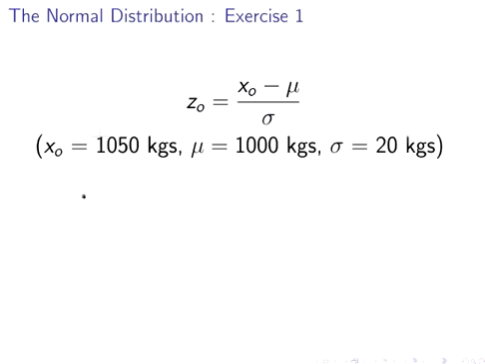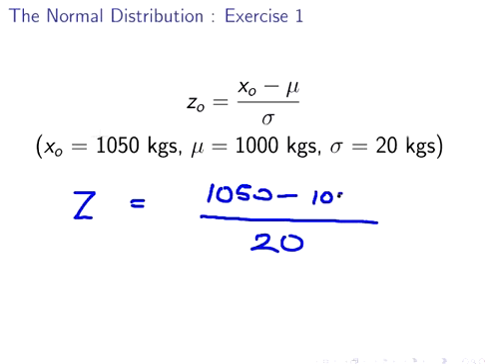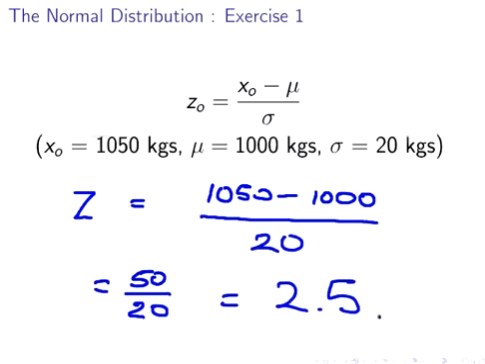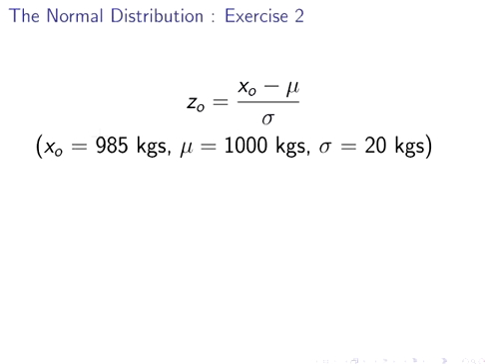So the z-score is computed as follows. z equals, over 20, we are going to have 1050 minus 1000. That's equal to 50 over 20, and that is equal to 2.5. There are no units for it, it's simply 2.5, not 2.5 kilos or anything like that. So that is the first answer there, 2.5. And what you would do then is go to the statistical tables, but we're not going to do that in this presentation. Let's have a look at the second example here.